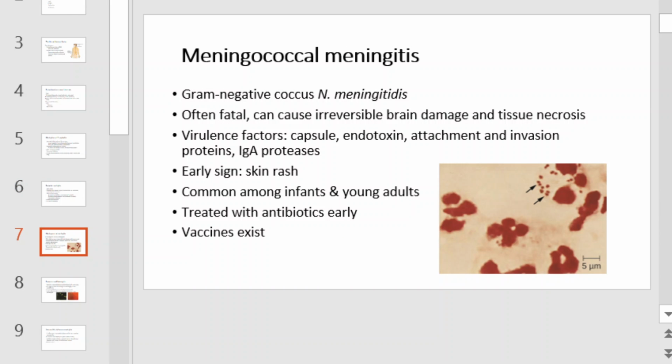Meningococcal meningitis is caused by a gram-negative coccus. It is often fatal and can cause irreversible brain damage and tissue necrosis. Virulence factors include capsules, endotoxins, attachment and invasive proteins, and IgA proteases. Early signs of meningococcal meningitis include a skin rash. It's common amongst infants and young adults and can be treated with antibiotics if caught early. Vaccines do exist to prevent its occurrence.